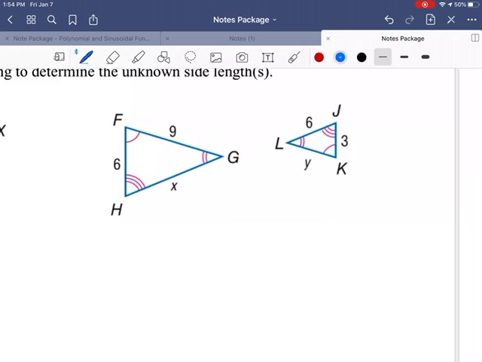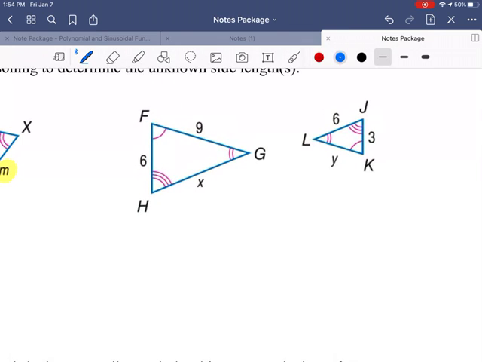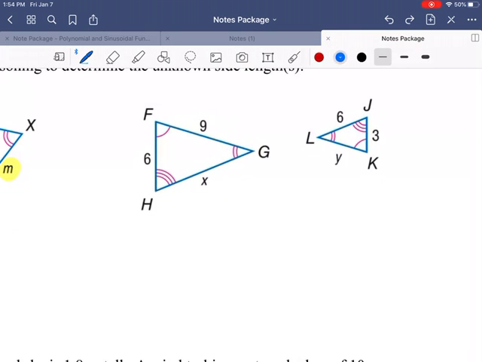Doing the same thing on this side, we need to figure out corresponding sides. Now, you'll notice that these little markers, they're not in the same orientation. So you have to be careful about which sides you're choosing are corresponding. So the unknown here, let's start with x. Let's figure out x. So x over, what's its corresponding side? Appears to be 6. Okay.